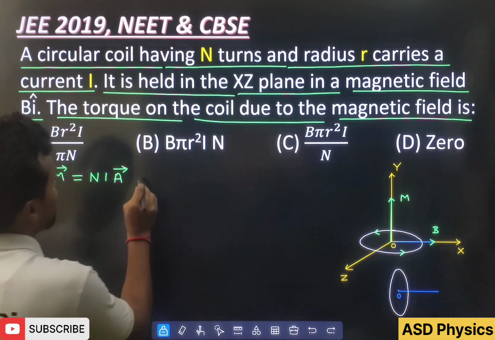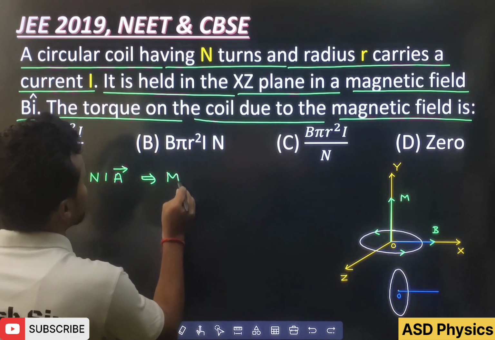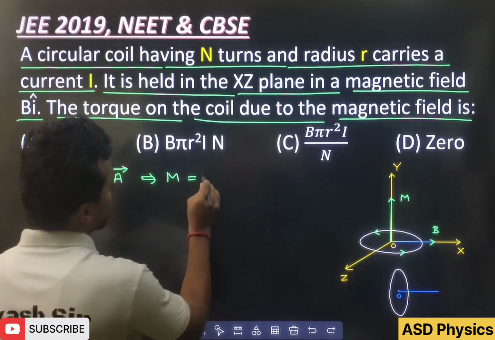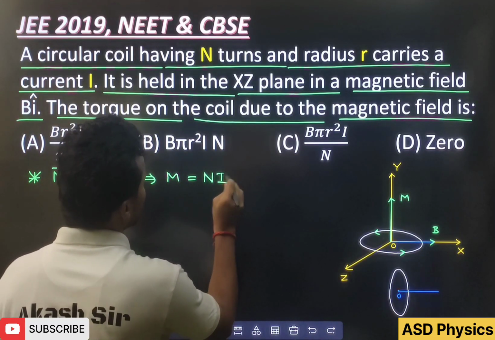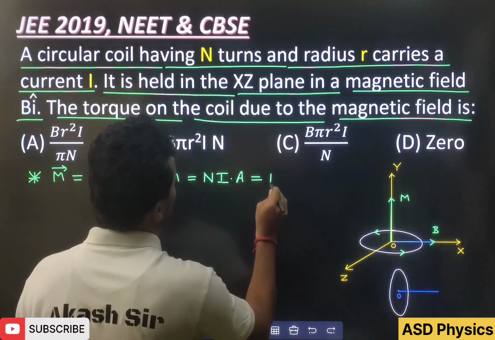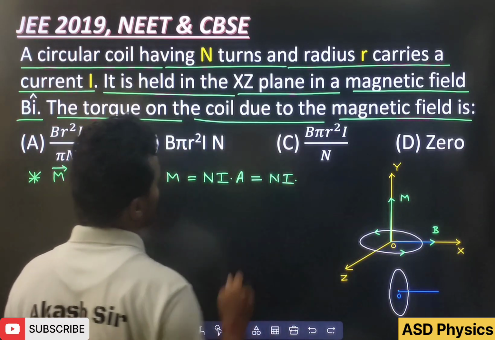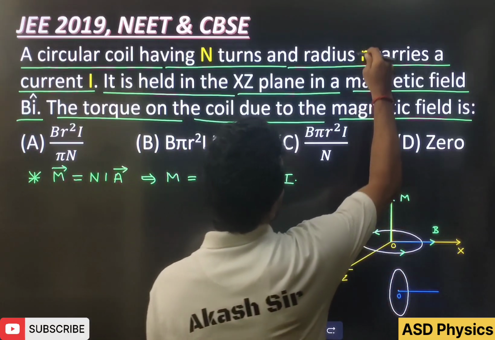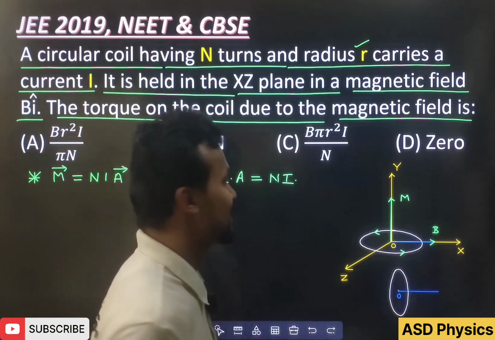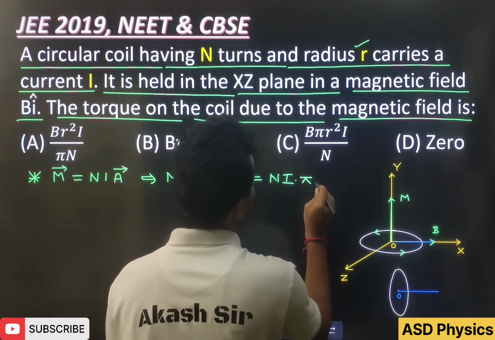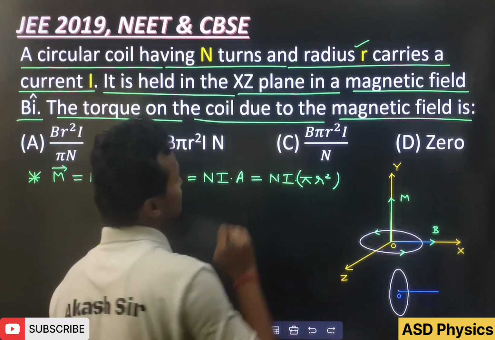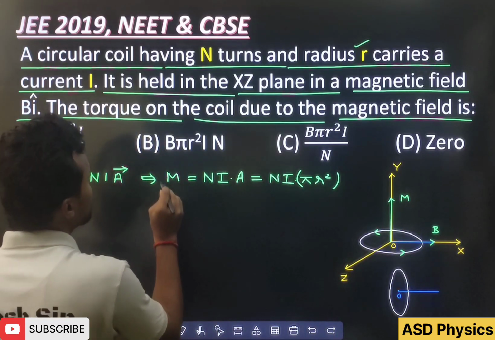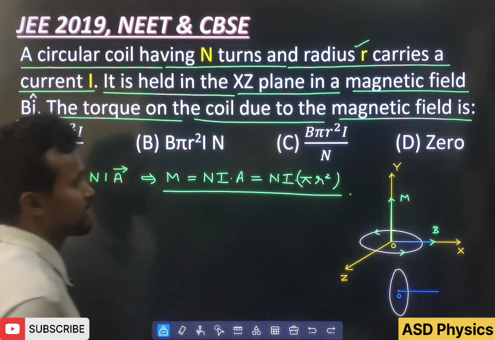Okay. Now if I write the magnetic moment magnitude, I can write M equal to NI into A, the area of the coil. You can see a circular coil is there, and the radius is R. So the area of the coil will be pi r square. So this is my magnetic moment. Only the magnitude I have written here.